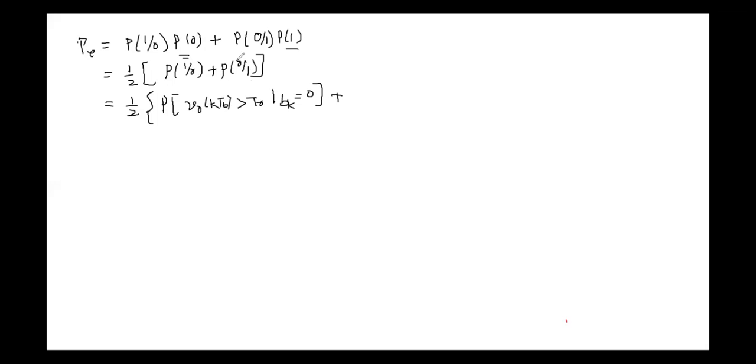Plus, what about this? This is the probability of V naught of kTb less than V naught threshold when Bk equals 1. This means the probability of receiving 0 when 1 is transmitted. It is an error probability. So now we need to find these error probabilities corresponding to 0 and 1.